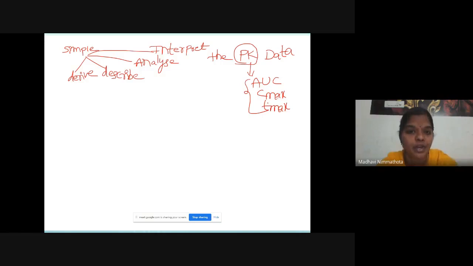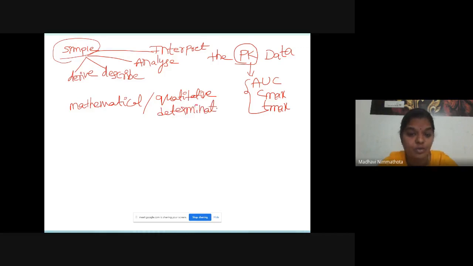After taking a drug in the form of a dosage form into your body, it will undergo various kinds of mechanisms, so it is very difficult to determine the pharmacokinetic profile for such drugs. You need to interpret the data, analyze the pharmacokinetic parameters, describe and derive the equations. These are all very important. For that reason, you have to simplify the data for mathematical expression and to get a quantitative determination. For such reasons, you have to select the PK models.